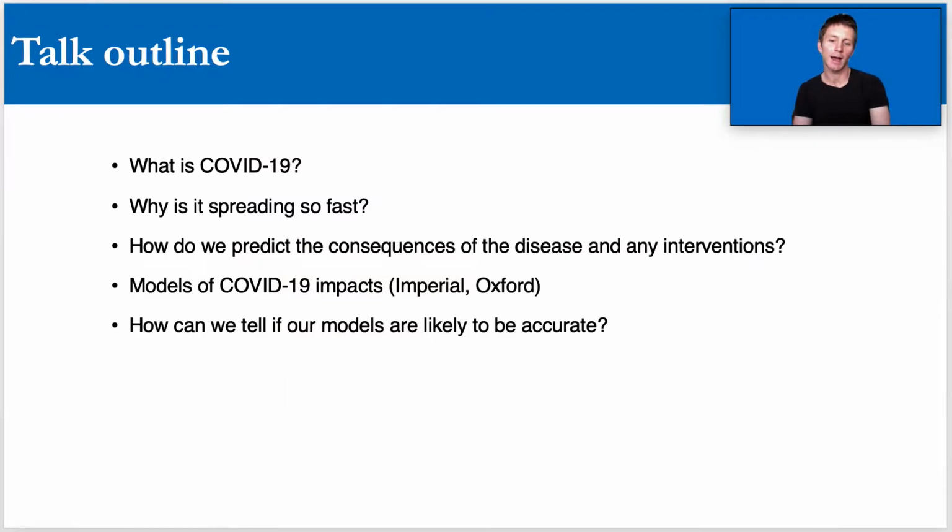To give a talk outline, I'm going to start off by talking about a bit of background on COVID-19 and clearing up some terminology. Then we'll think about why the disease is spreading so rapidly and think about the problem of exponential growth. We will look at models and think about how we predict the consequences of COVID-19 and any interventions that we might want to make. Then we'll take a closer look at some of the more high-profile models of COVID-19 impacts.